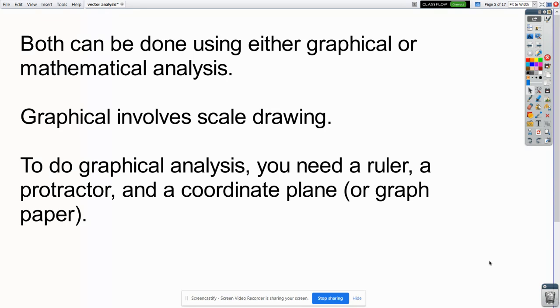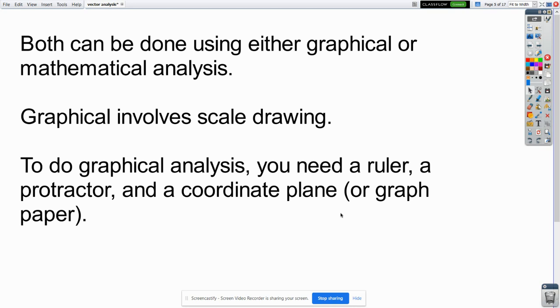Finding either resultants or component vectors can be done one of two ways. There's a graphical method and there's a mathematical method of doing it. And the graphical, as the name suggests, involves making drawings, more specifically scale drawings of each of your vectors, and using tools like rulers and protractors and coordinate planes to figure out what the magnitude and the direction of your resultant or your components are. And that's where we're going to start with this graphical analysis method.